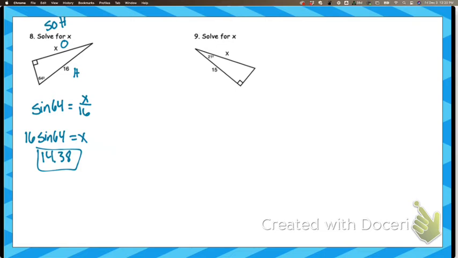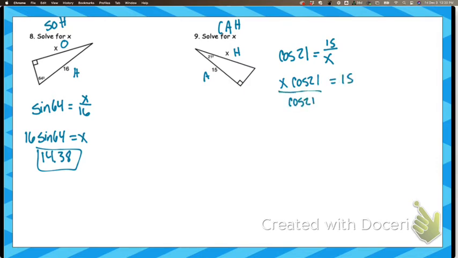All right, next one again, figure out which ratio to use and write your equation. So hypotenuse, and then for 21, that is the adjacent. So this is cosine. Cosine of the angle equals adjacent over hypotenuse. So for this one, I'm going to have to solve it a little bit different because the x is on the bottom of the fraction. If I multiply both sides by x, x still isn't by itself. I still have to divide. So what I'm going to plug into my calculator is 15 divided by cosine 21. And I end up with 16.07.